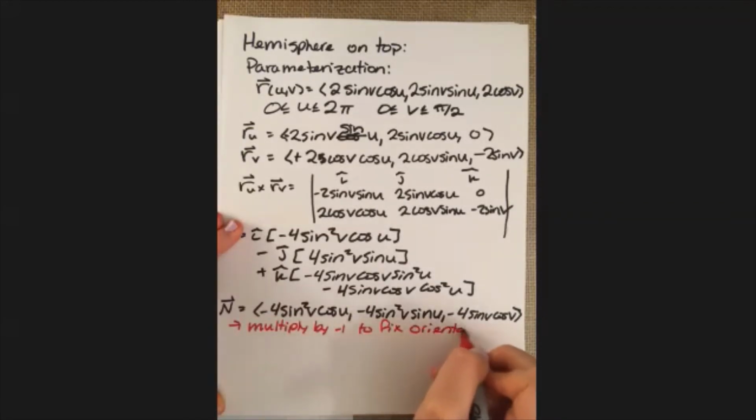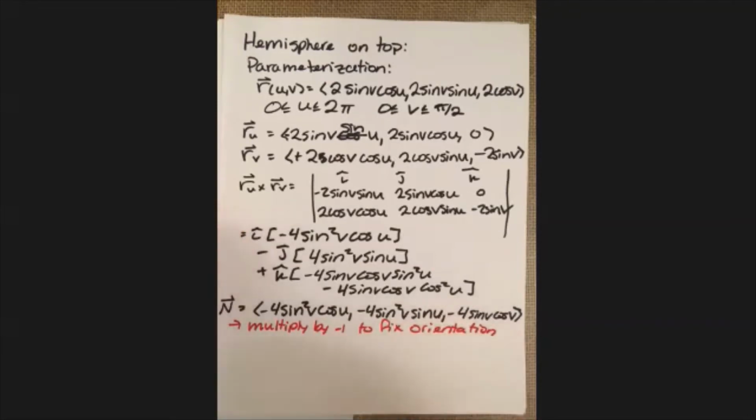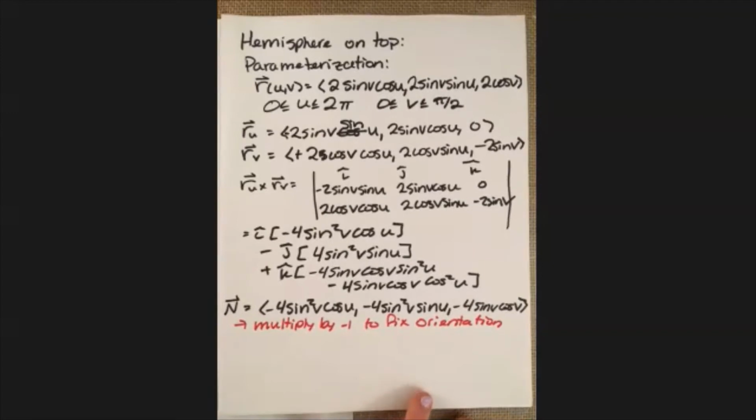So it's not a big deal if the orientation winds up backwards. Sometimes that happens, sometimes it doesn't. And all you have to do to fix it is multiply by negative 1 to turn those vectors around. So, great, I think we are just about ready to set up our integral.